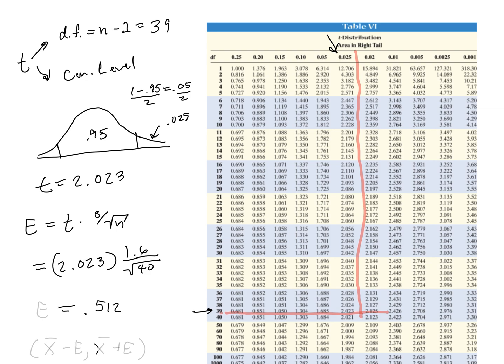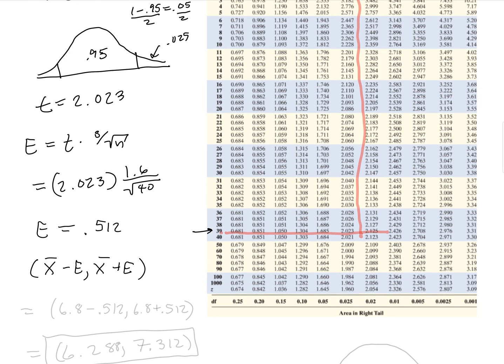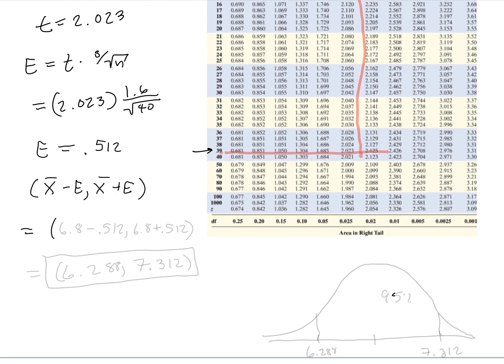So that's our margin of error E. And now we can find the confidence interval, the sample mean minus the margin of error to the sample mean plus the margin of error. And so that gives us, our sample mean was 6.8 minus 0.512 to 6.8 plus 0.512. And so our confidence interval is 6.288 to 7.312. So that is our confidence interval for this mean.